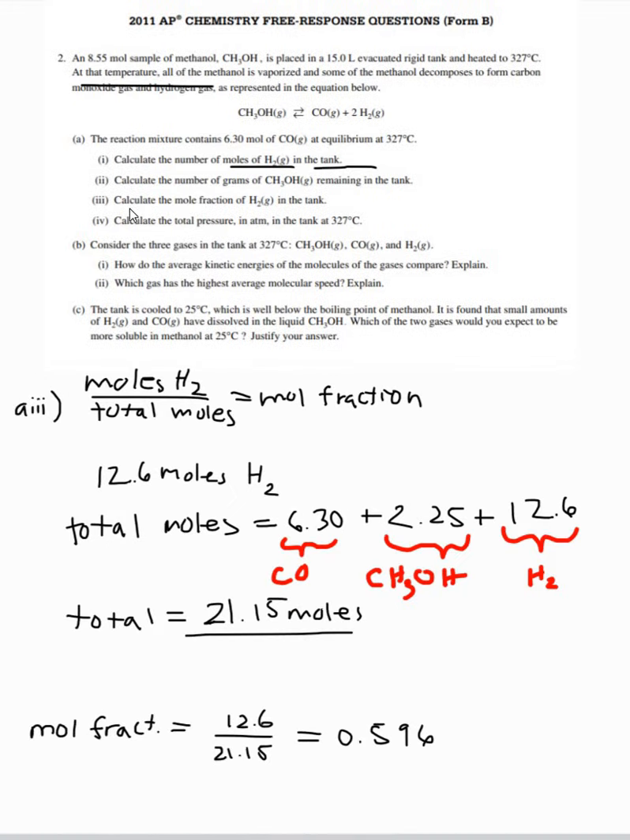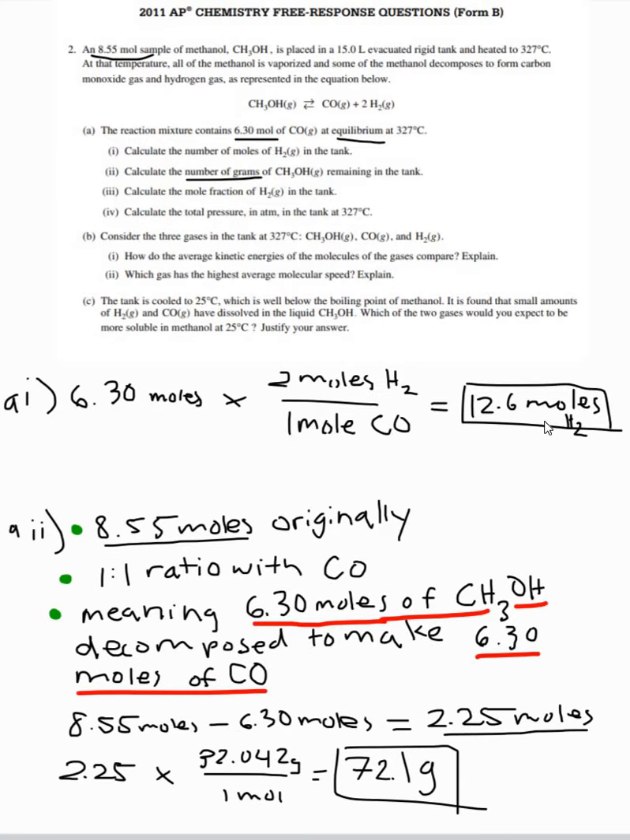Now for part III, it's asking us to calculate the mole fraction of H2 in the tank. To calculate the mole fraction of H2, we have to get the moles of H2 and divide it by the total moles. So we know we have 12.6 moles of H2 because of part I, which is given here.